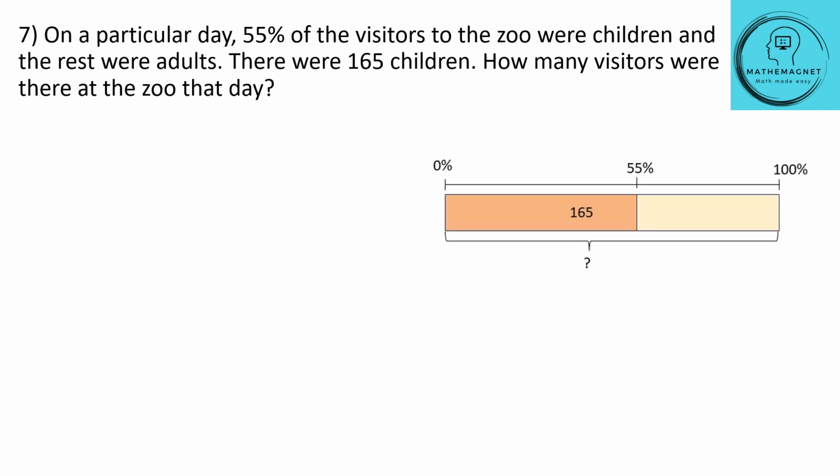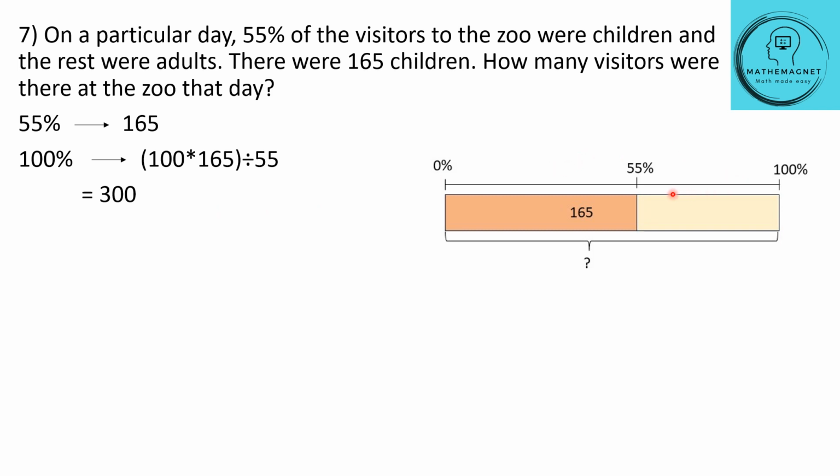So let's begin by drawing the bar model. Here 55% of the bar is equal to 165 and they are asking us to find the value for this entire bar, which is equal to 100%. So we know 55% is 165. For 100% it will be 100 into 165 divided by 55, which is equal to 300. They have asked us to find the entire bar, which is how many people were there at the zoo including children and adults on that day. So that is equal to 300.